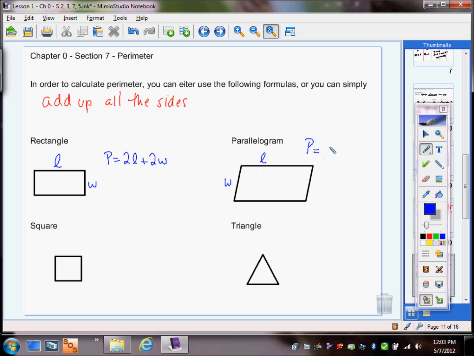Same thing for a parallelogram. Squares have all the sides the same. So the perimeter of a square, you just multiply by 4. And then with a triangle, you actually have to add up all the sides.